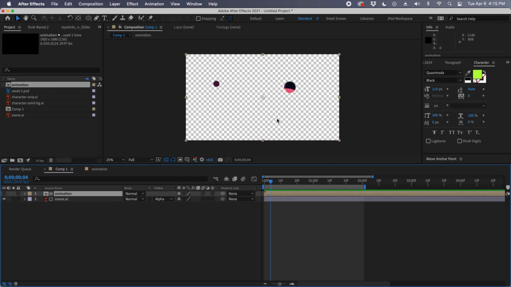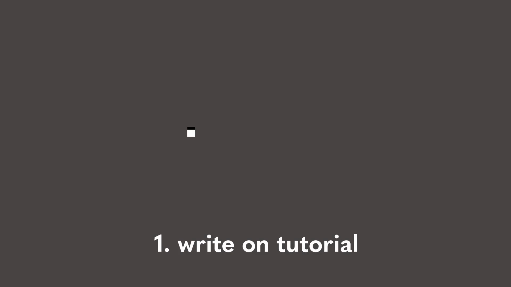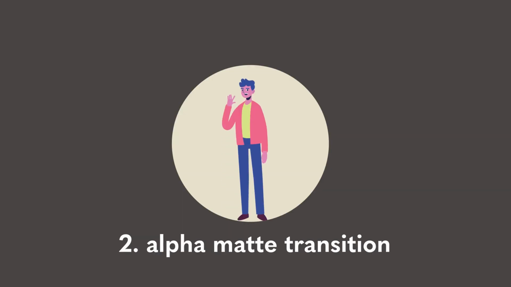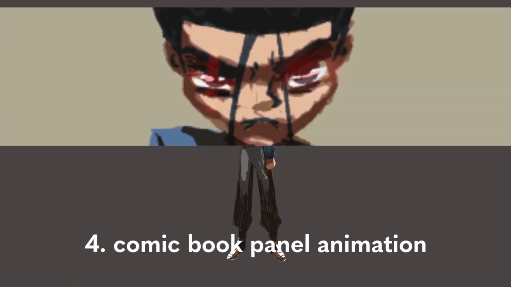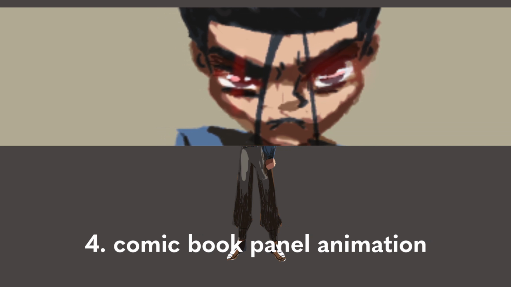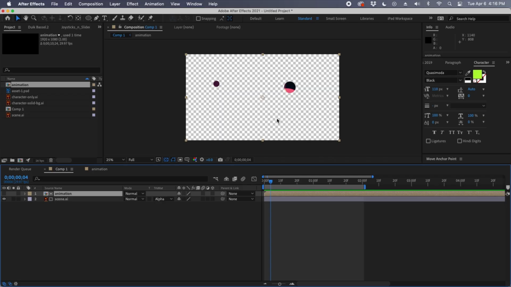Now next I'm gonna teach you how to do this, so we can divide this segment further into 3. I'll also put timestamps in the description if you want to watch that specific tutorial. First, I'll teach you how to do a write-on animation. Second, I'll teach you how to use alpha mat to transition like these. And third, we're gonna use alpha mat to achieve this effect. And lastly, we'll use alpha mats to achieve this comic book style panel like effect. So now let's start.